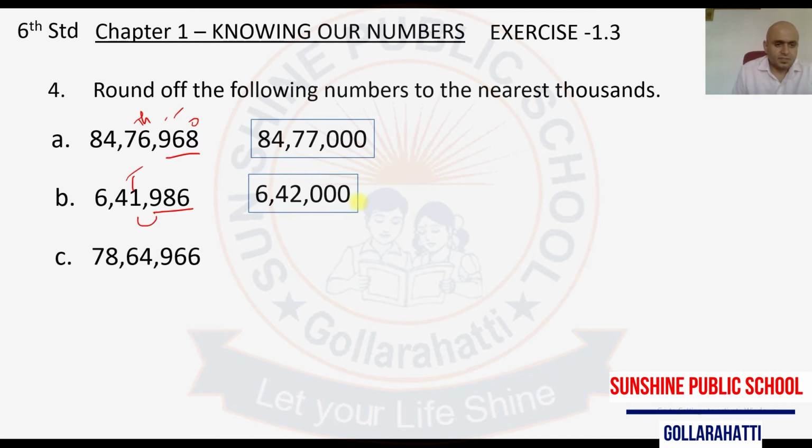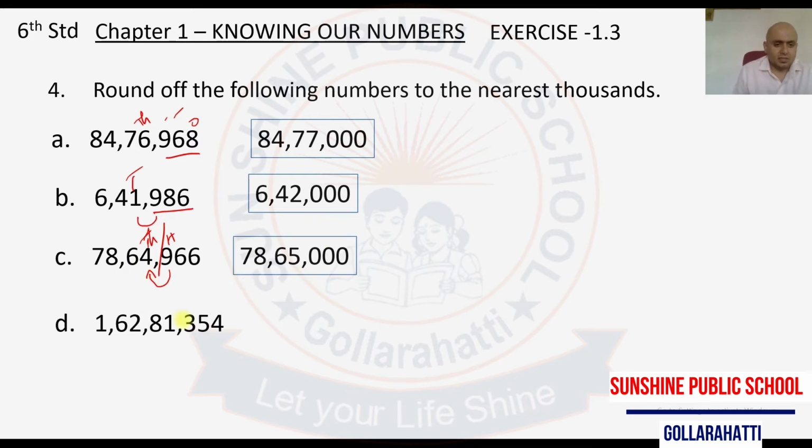Next question. You have to round it off to the thousands place. In the hundreds place only 900 is there, so you should add one number to it. That becomes 78,65,000. So the answer is 78,65,000.